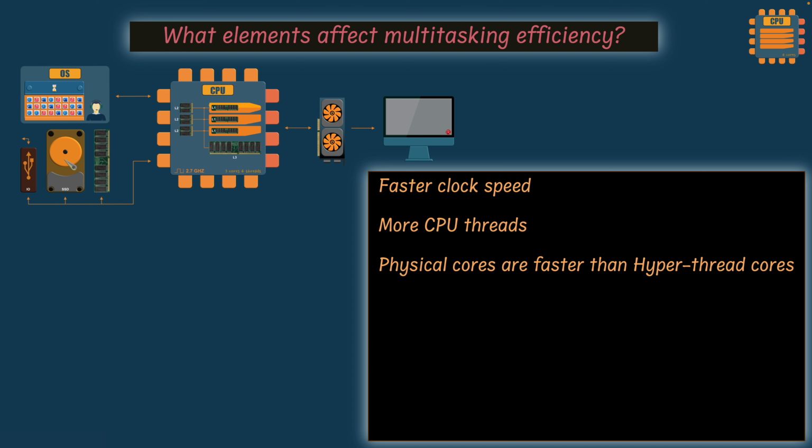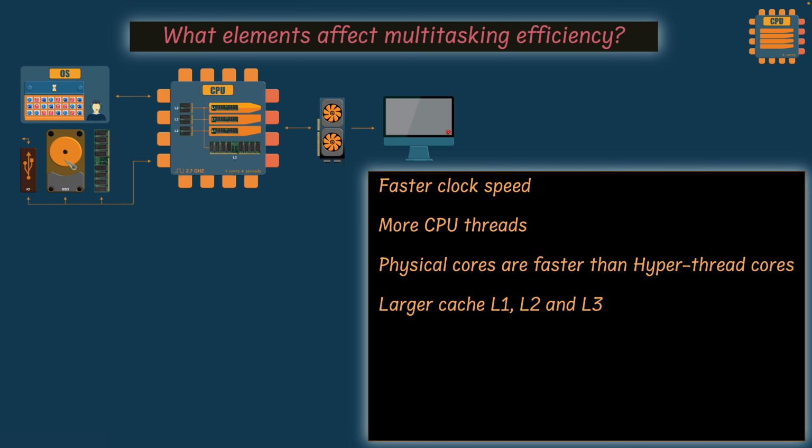The third element affecting multitasking is the types of CPU cores. A single physical core is faster than a hyper-threading core because the latter uses an algorithm to behave as two. Therefore, having more physical cores in the CPU makes multitasking more efficient.